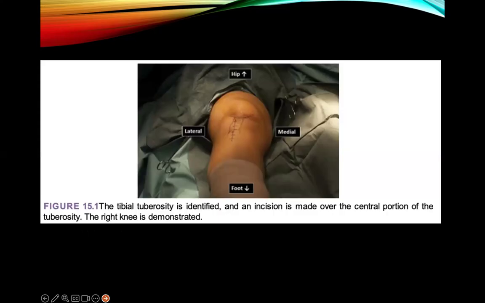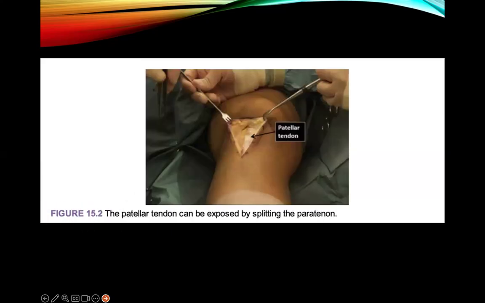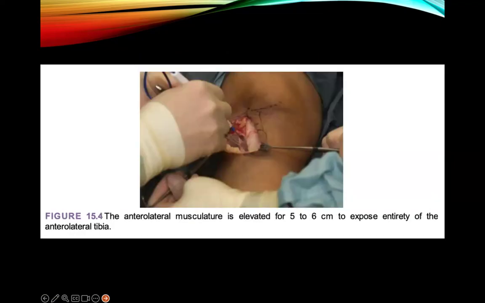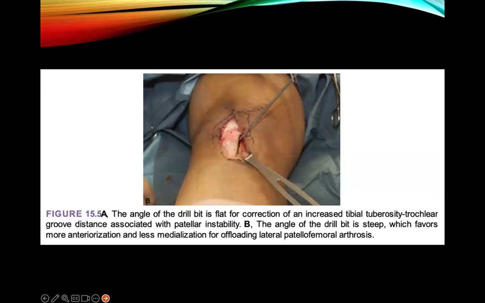So I would be describing briefly about tibial tubercle medialization as well, or anteromedialization, AMZ. This is also done in a supine position with tourniquet if preferred. Then a midline incision is taken, longitudinal, 5 centimeters, centered over the tibial tuberosity. Then the paratenon is split from both sides and visualization of the patellar tendon is done, followed by the elevation of the anterolateral musculature from the anterolateral surface of the tibia.